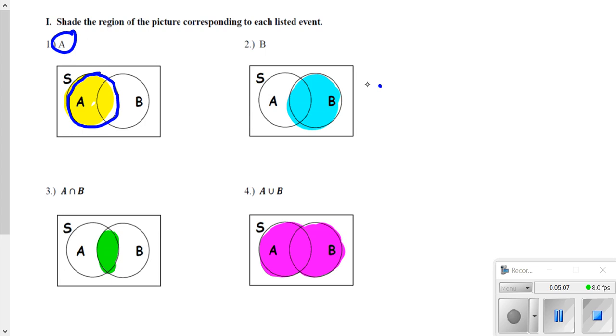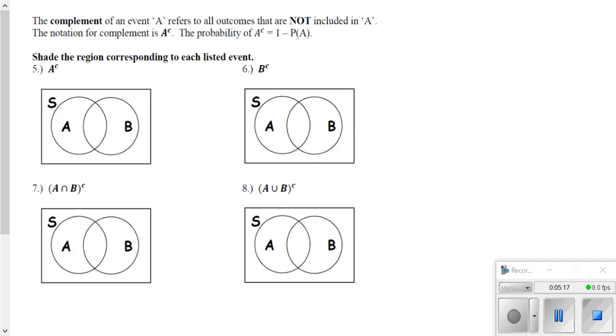Same idea for B. This one means intersection, so it's just the part that's in the overlap. This symbol means union, so it's everything. Unionized, union all together. All right, the next set of pictures is here. So I, again, would like you to pause and draw these if you're taking your own notes on your own paper. And then in a second, I'm going to ask you to do some more coloring.